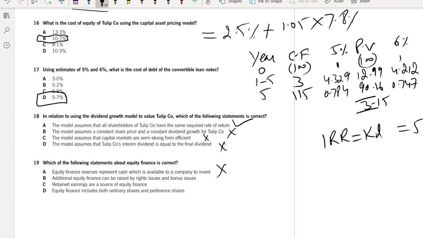Additional equity finance can be raised by a rights issue. Yes, but not with a bonus issue. Retained earnings are a source of equity finance. Yes, this is the correct statement. Equity finance includes both ordinary shares and preference shares. No, this is not a right statement. So C is the correct answer.